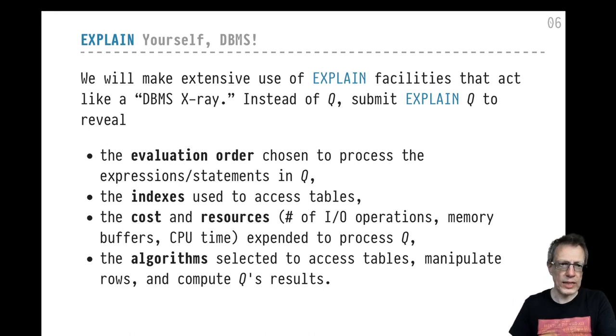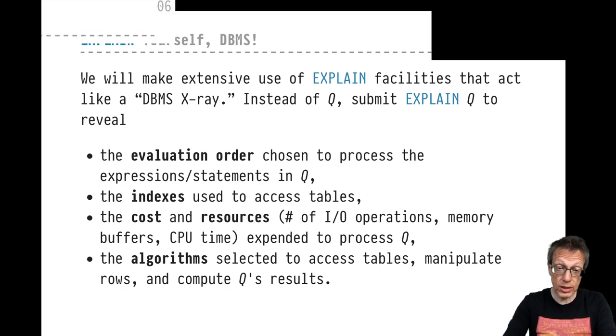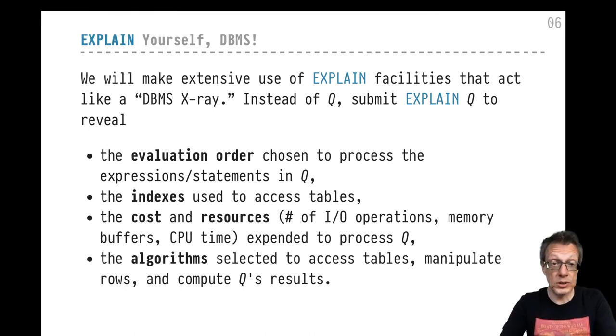And hey, explain will also tell us which algorithms have been selected to sort our data, to partition our data, to access particular columns or rows of data in our tables. All of this is being explained to us when we submit explain Q instead of Q into the database system. So that's something that we will do all the time. We will submit such explain statements to the database systems to understand what's going on inside.